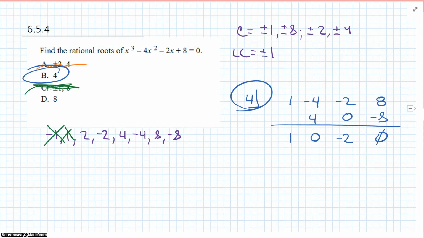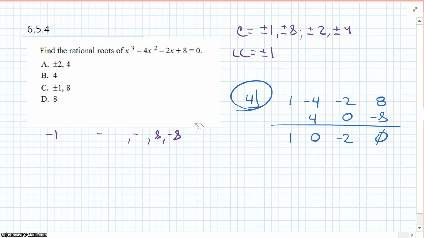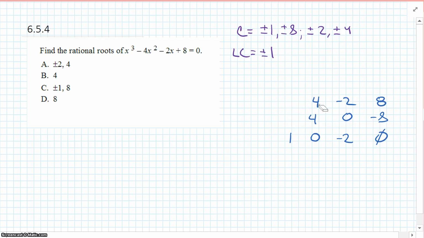Next slide. Find the rational root. I already did some work. So the factors of the coefficient are plus or minus 1, plus or minus 8, plus or minus 2, plus or minus 4.